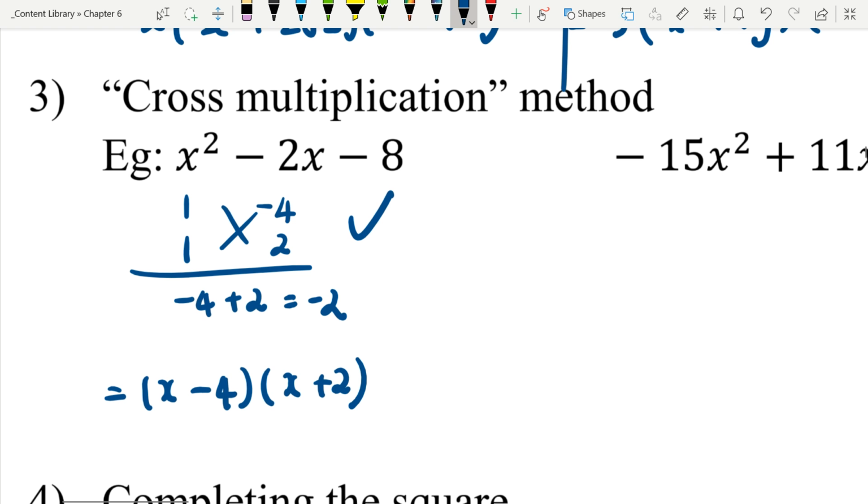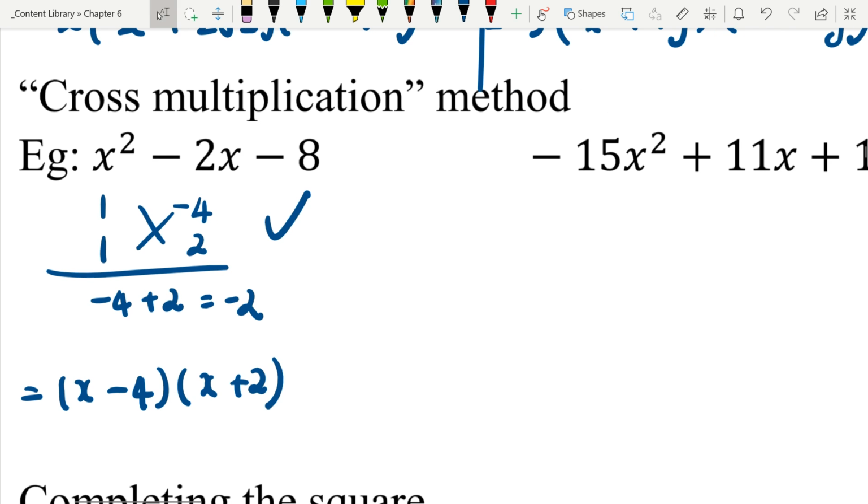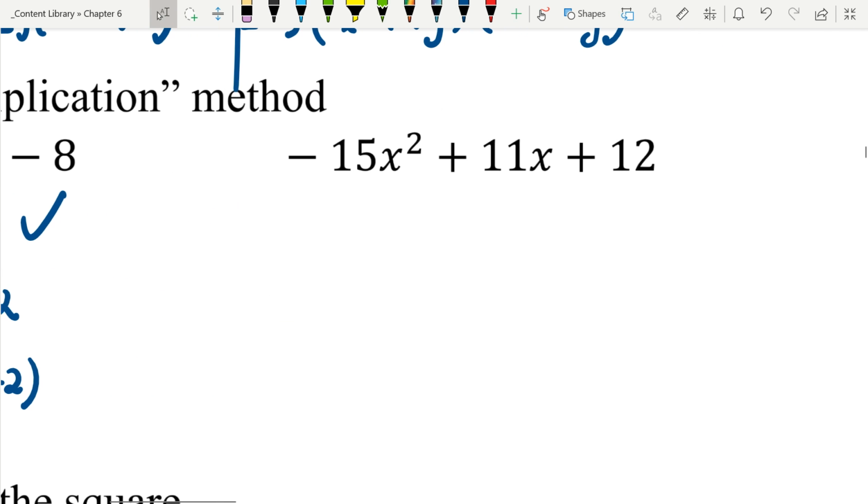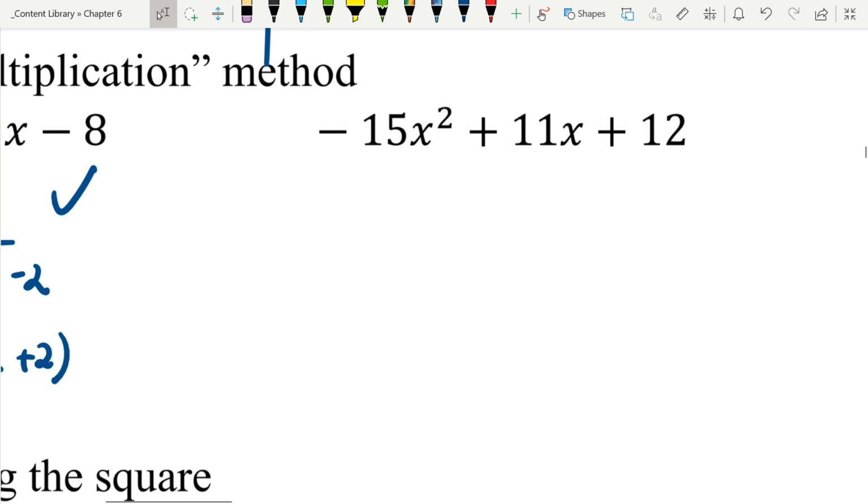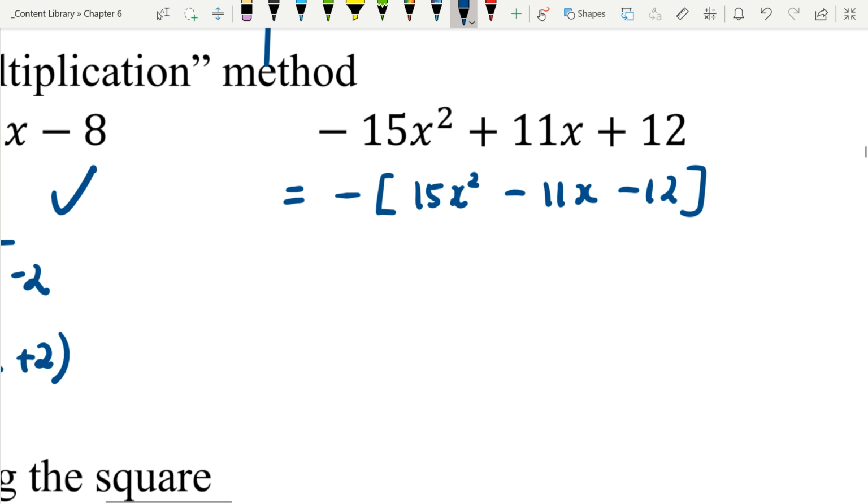Yeah, the first one is easy. I can factorize in that way. The second, minus 15. To be honest, I don't like a minus in the front, so I will take the minus out. It's not really necessary, but I don't like a negative in the front, so I want a positive a value, so I take the negative as a common factor.